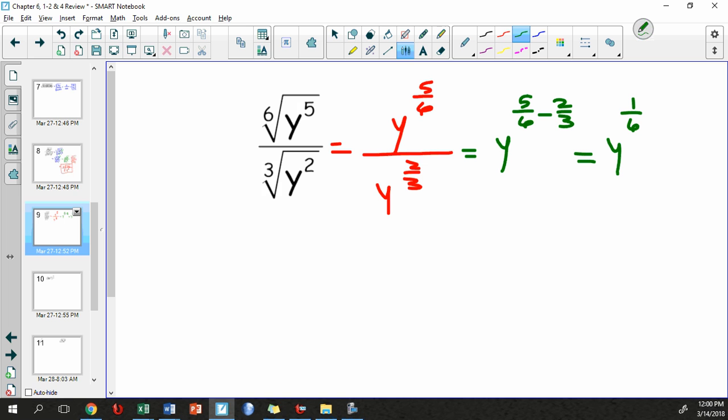Do I like that answer? Take it out of the fractional exponent and write it as a radical now. So what is the radical of this? Here's my check mark. My base is y, my power is 1, my root is 6. Done. Can we write the 1? Do you have to write the 1? You don't have to have the 1 if you don't want to. Okay.